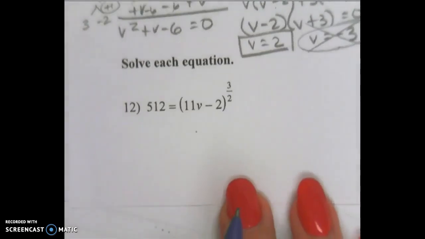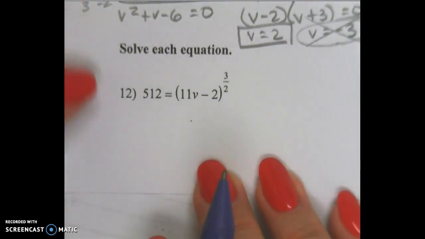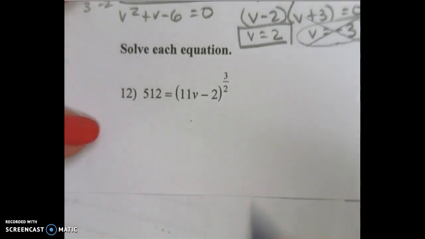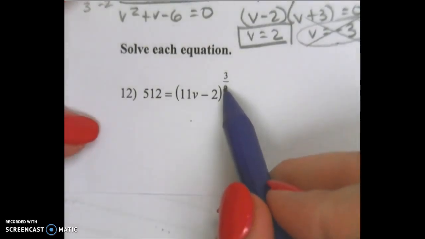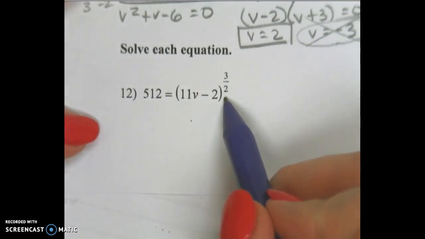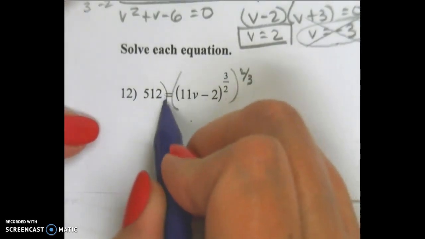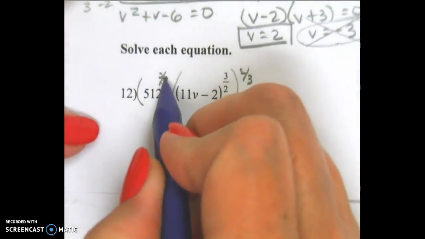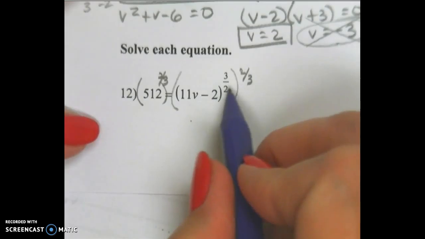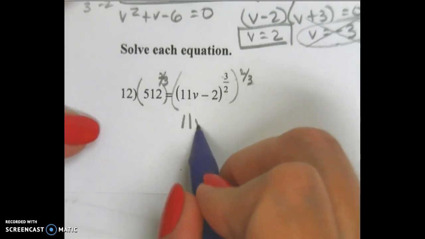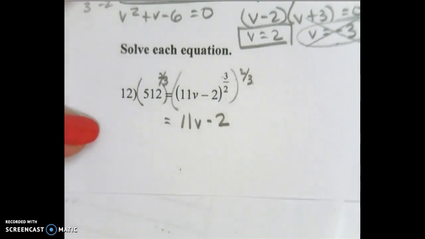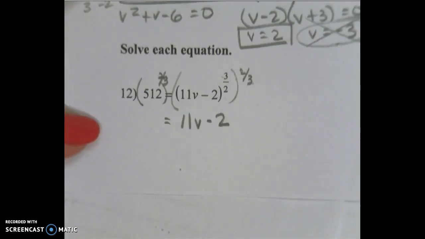Problem number 12. This problem is still a radical problem, but the power is written as a rational expression, a rational power. So to get rid of this, I raise both sides to the reciprocal power. I flip my power over and raise both sides to the 2/3 power. When I do that, my powers multiply together, and my 2's will cancel, my 3's will cancel. I have 11v minus 2 equals 512 to the 2/3 power.